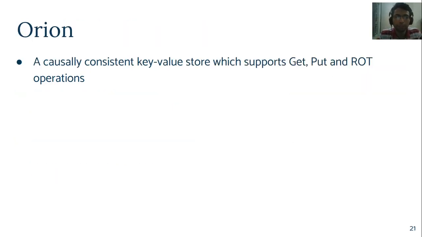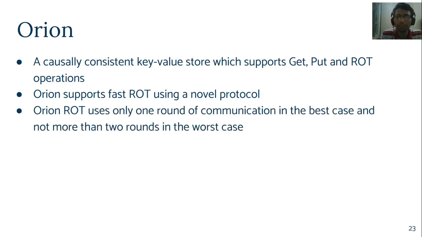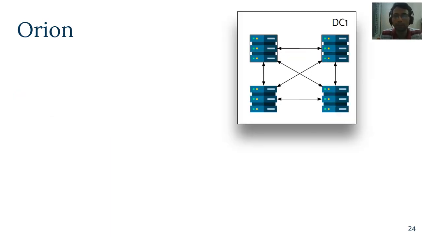So in this work, we present Orion, which is a causally consistent key value store which supports get, put, and ROT operations. Orion supports fast ROT using a novel protocol, which uses only one round of communication in the best case and not more than two rounds in the worst case. So let's look at the Orion protocol.